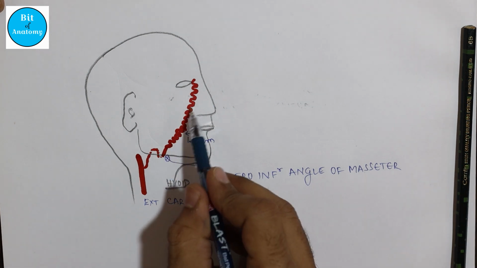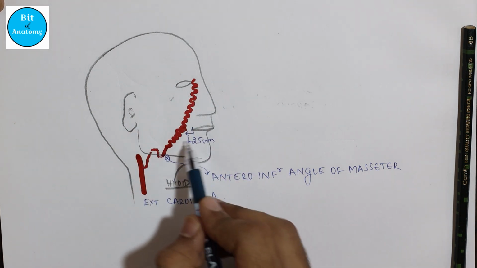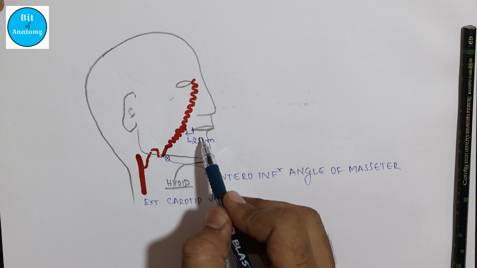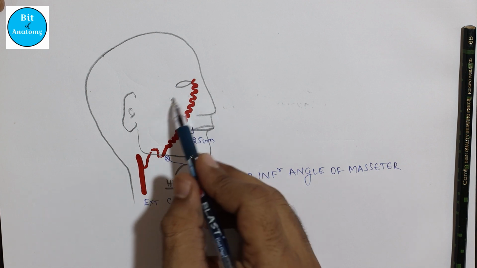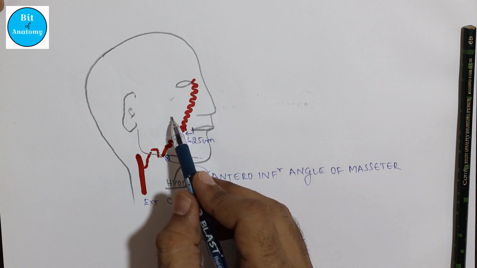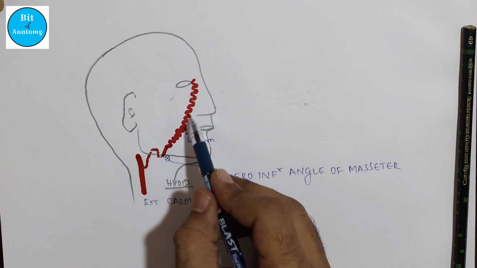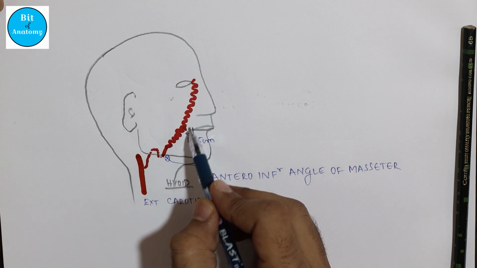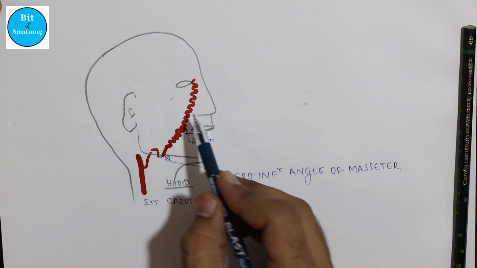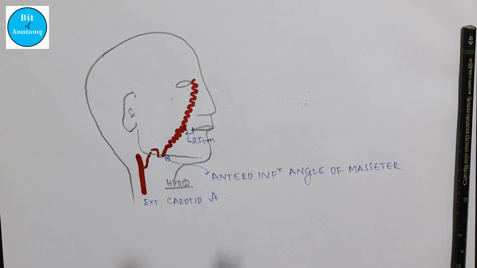So why is it tortuous in its course? As you all know, the face contains numerous muscles and there will be various movements in relation to the upper lip, lower lip, and even muscles in relation to the cheek region. When these muscles are contracting, there should not be any damage to the artery. That's why it is tortuous in nature. It allows the movement for various facial muscles.